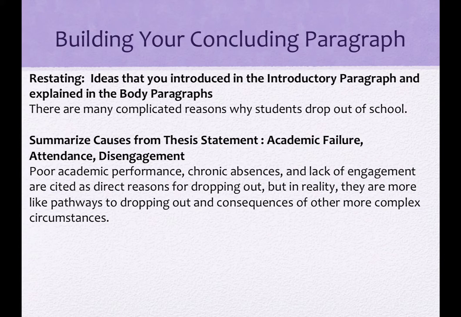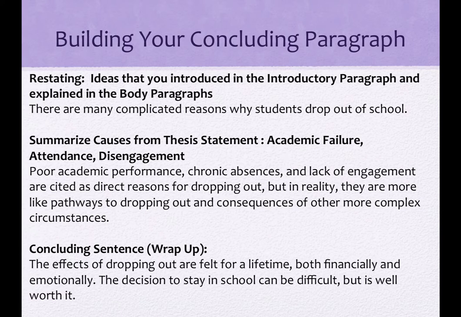Let's read this sentence all together. Poor academic performance, chronic absences, and lack of engagement are cited as direct reasons for dropping out, but in reality they are more like pathways to dropping out and consequences of other more complex circumstances. Then you need a concluding sentence to wrap it up. The effects of dropping out are felt for a lifetime, both financially and emotionally. The decision to stay in school can be difficult, but is well worth it. So there are some ideas just in working through how to reword and restate.